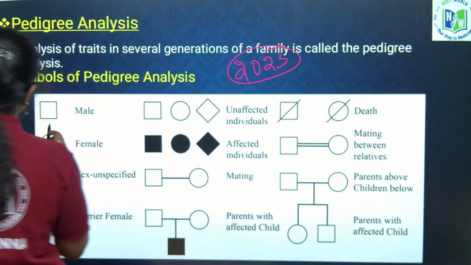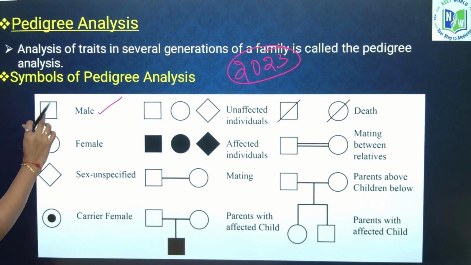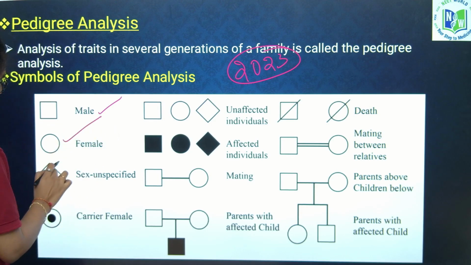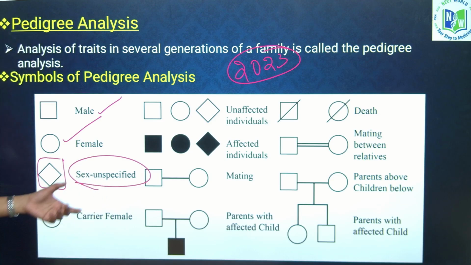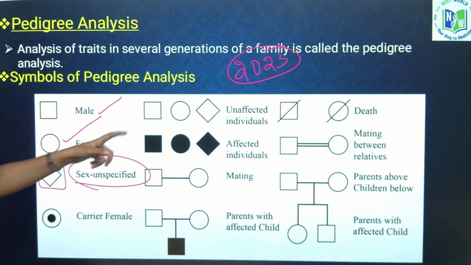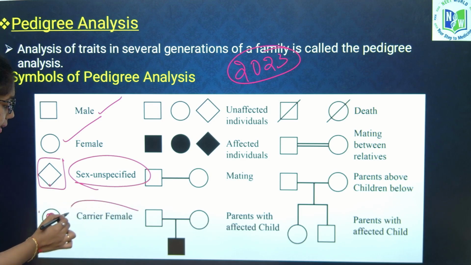So yes, if it is just a square box, then it is male. It is a circle without any highlighting in it. This is a female. Then this symbolizes the sex which is unspecified. If the sex of any individual is unspecified in the pedigree diagram, then this is the symbol for that. A dot at the center in the circle will indicate carrier female.